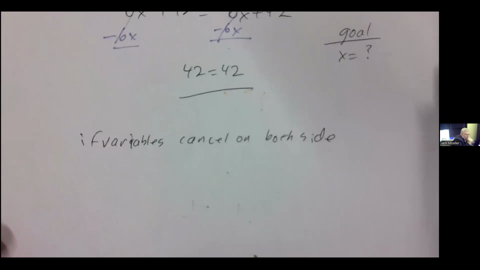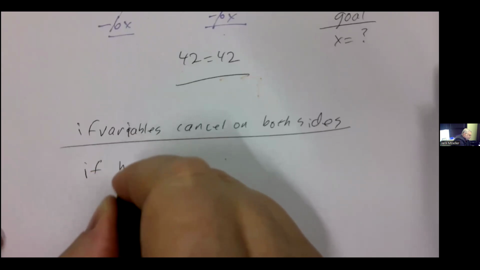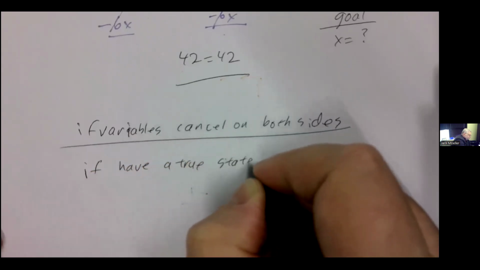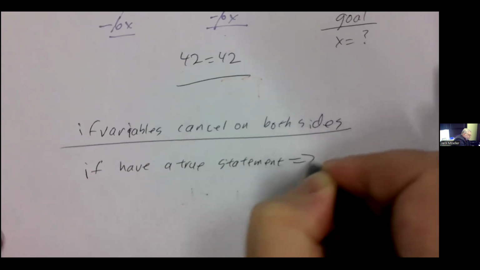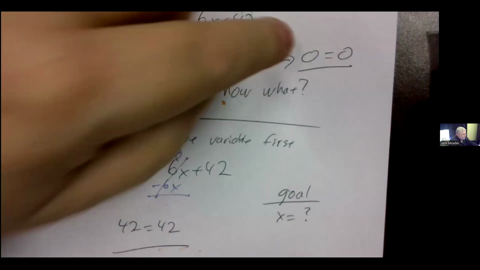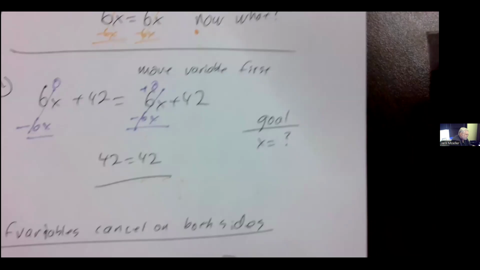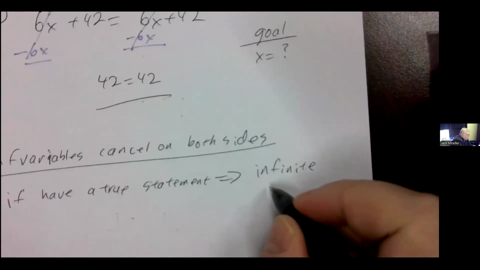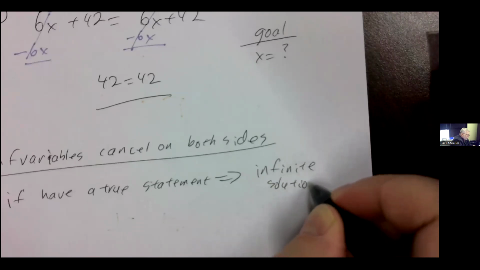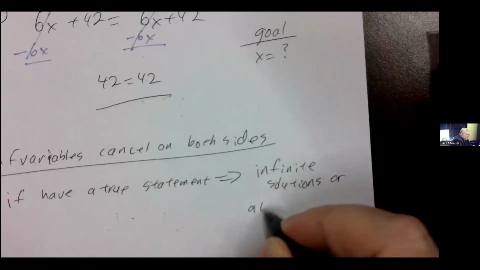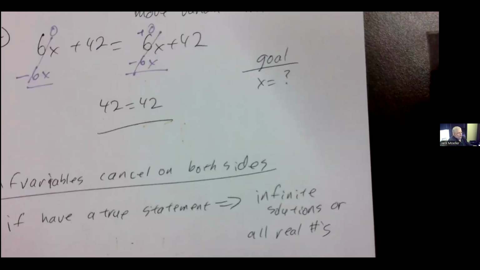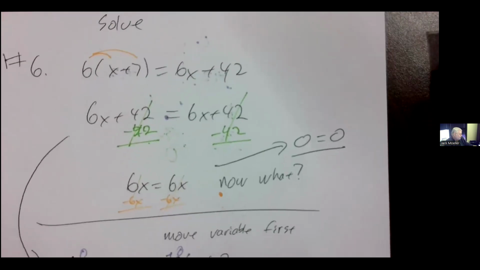I said don't have these in the notes. So if you have a true statement, like here, 42 equals 42, 0 equals 0, that's true. What that means is we have infinite solutions, or another way to say that is all real numbers. What that means is no matter what you plug in, it's always going to work.